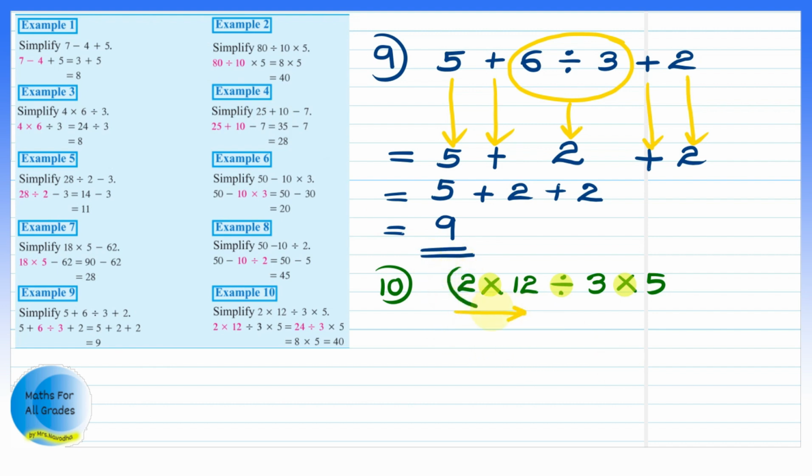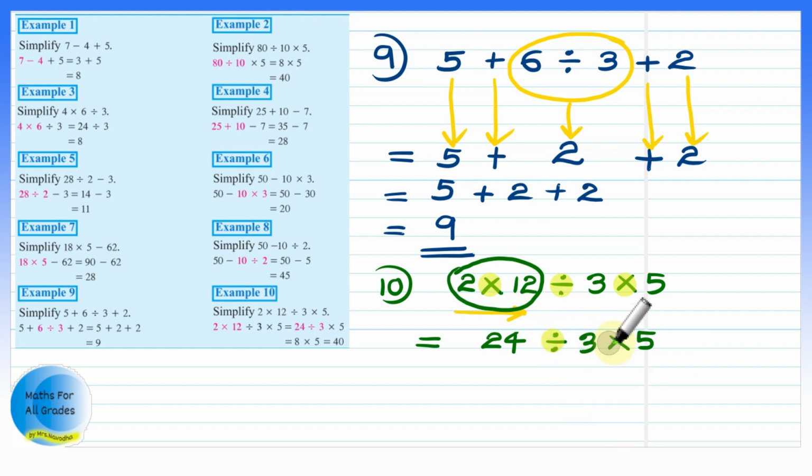First we are going to do this multiplication. Forget about other things. Just do the multiplication. 2 times 12 equals 24. And now write down the rest of the question. Don't go for the calculation. Just write down the rest of the question as it is. Now you've got 24 divide 3 times 5. Again, what you have to do here is identify the mathematical operations.